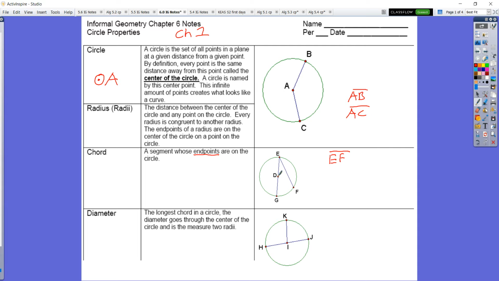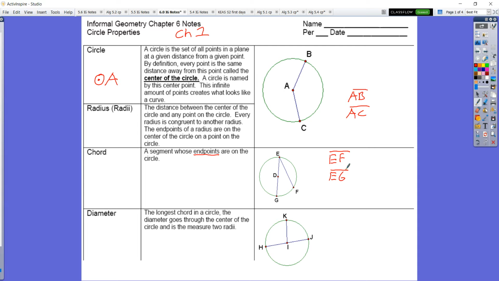This also happens to be the diameter of the circle, because our chord passes through the center of the circle. Then we would use that as the diameter also. So our second one is EG.